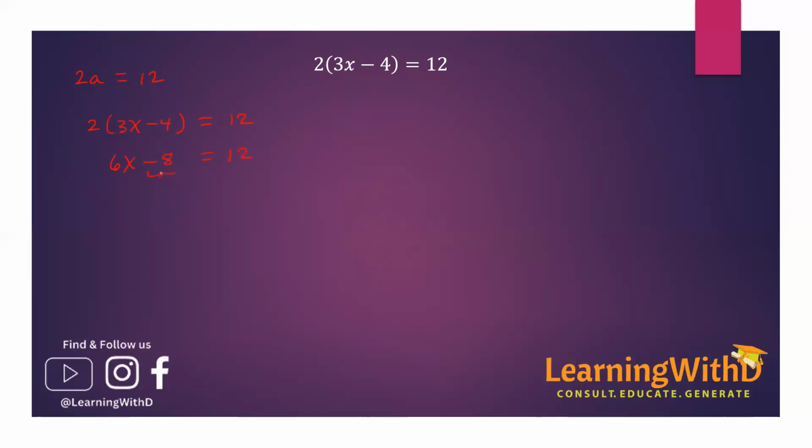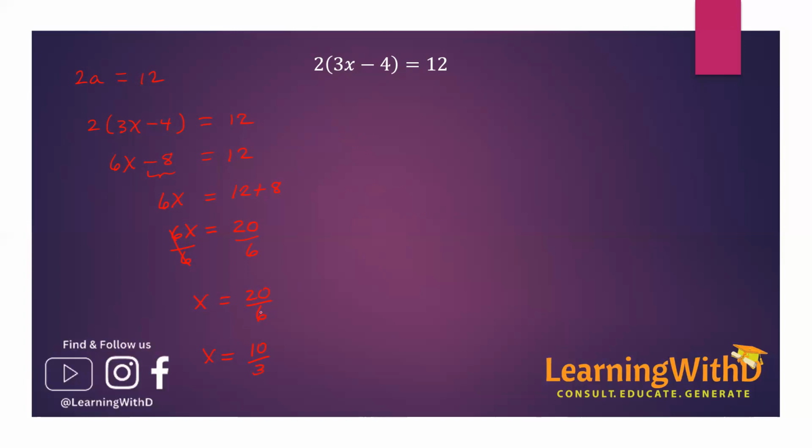And now I've got to get rid of this minus 8, so I'm going to transpose it, and it's going to become positive. So I'm going to have 6x is equal to 12 plus 8. So 6x is equal to 20. Now I have to divide both sides by 6. So these cancel, so I'm left with x is equal to 20 over 6. But they're both even numbers, so I can reduce this some more. And when I reduce this, I'm going to realize that x is equal to 10 over 3.